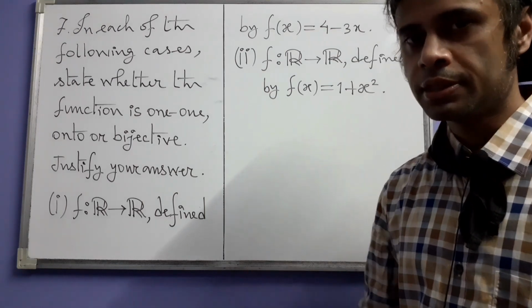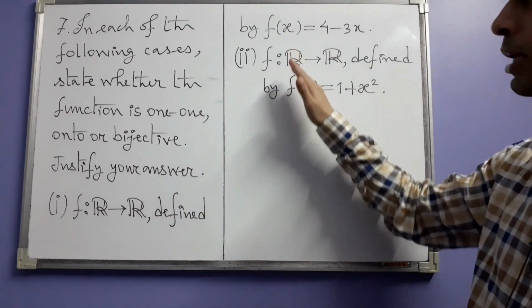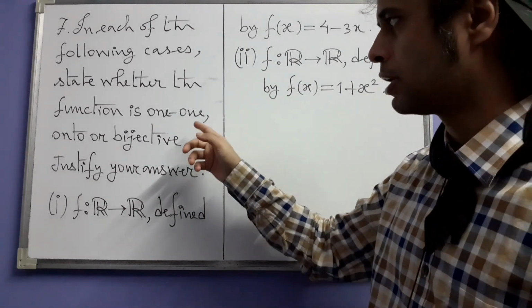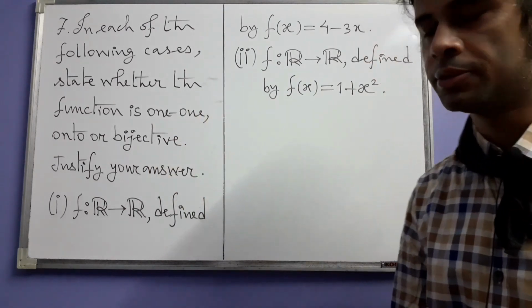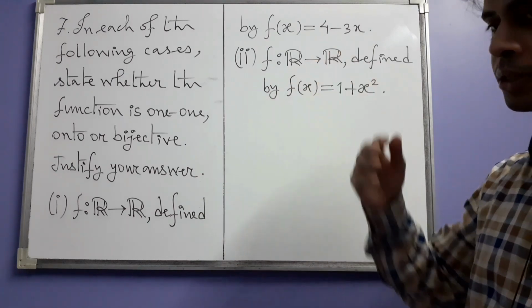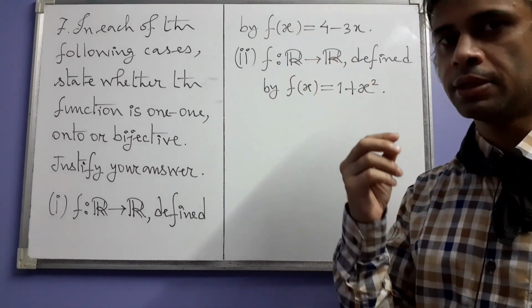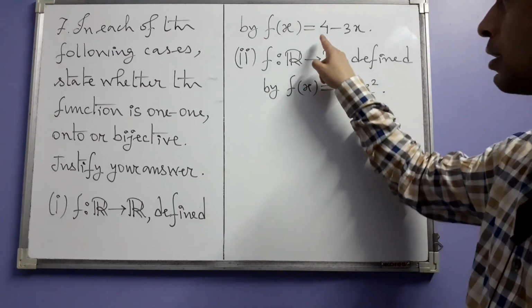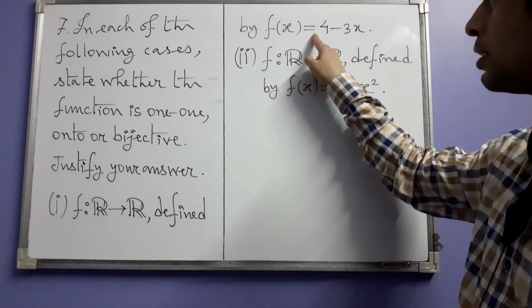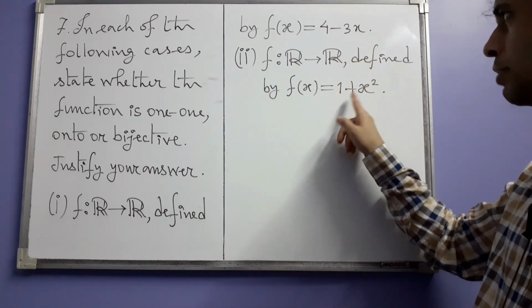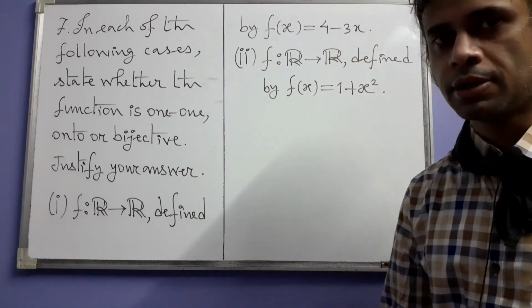So next we have the seventh one. There are two parts. Each part has a function and we have to decide whether that function is 1-1, onto or bijective. In the first part, both the functions have the set of real numbers as both domain as well as codomain. In the first part, the function is f of x equals 4 minus 3x, and in the second one, f of x equals 1 plus x squared. So let's solve this.